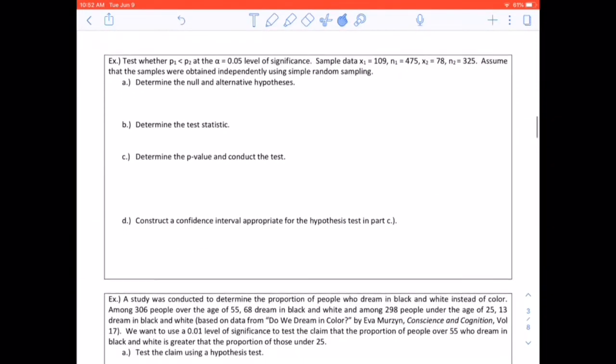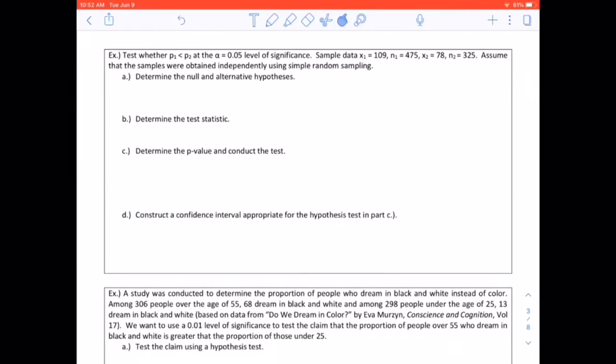So the next example says test whether P1 is less than P2 at the alpha equals 0.05 level of significance. Sample data is given, and x1 is 109, n1 is 475, x2 is 78, and n2 is 325. Assume that the samples are obtained independently using simple random samples. So we have some parts on here. The first part is asking us to determine our null and alternative hypotheses. So let's go ahead and write down H0 and H1.